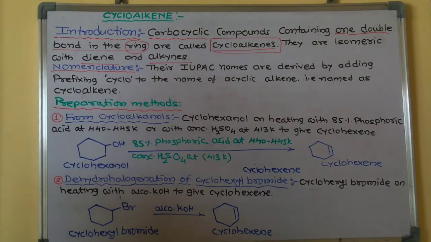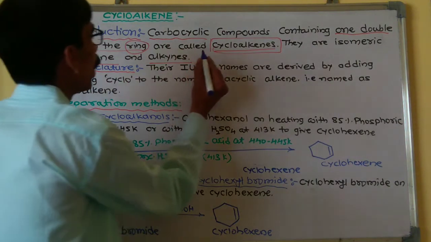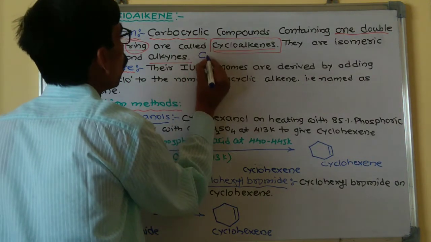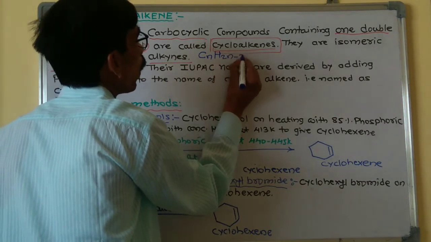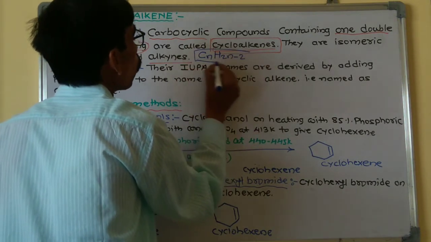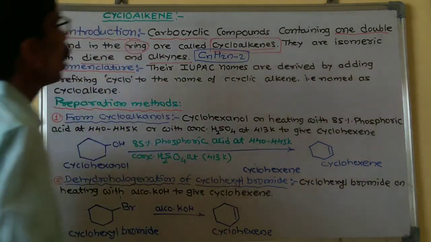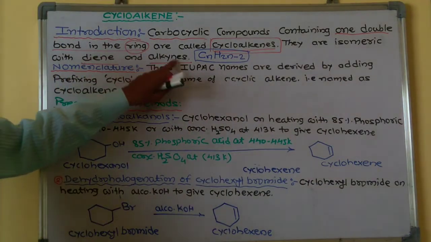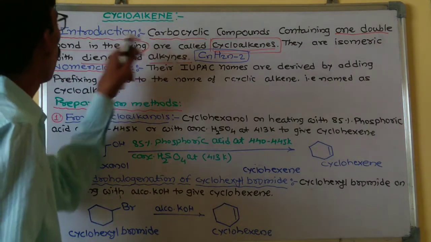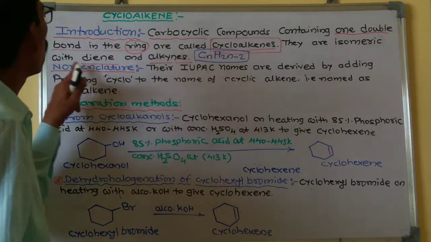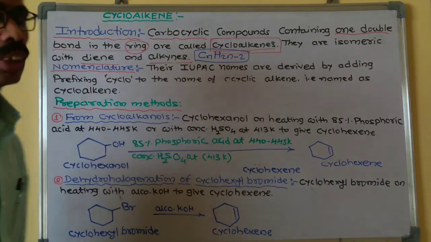What do you mean by isomeric? That is that they have the same general formula as dienes and alkynes. That is, they have the general formula CnH2n minus 2. So this is the general formula for the cycloalkenes, dienes and alkynes, and therefore these cycloalkenes are called isomeric with dienes and alkynes.